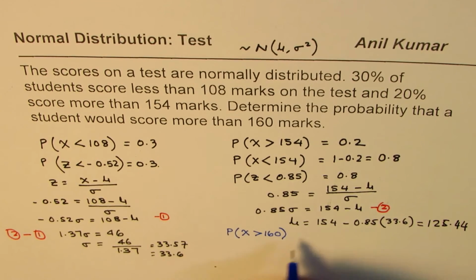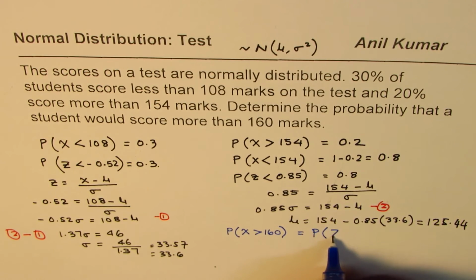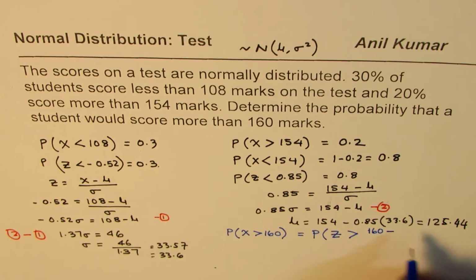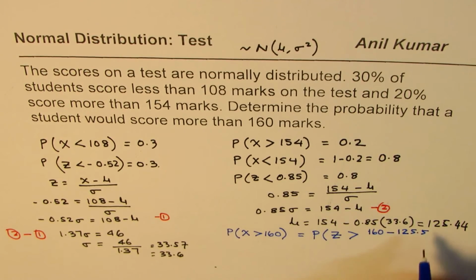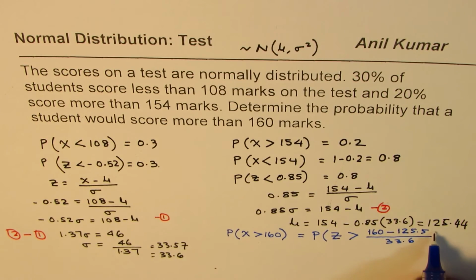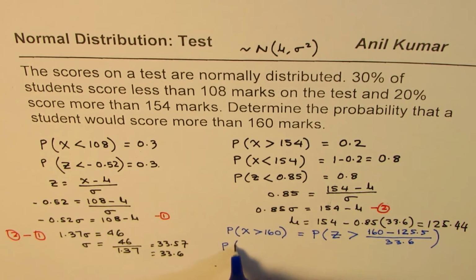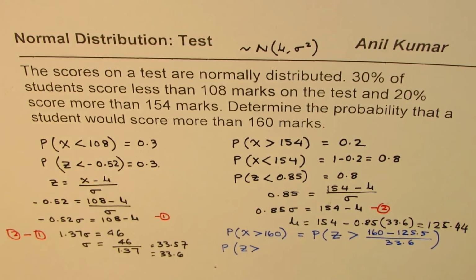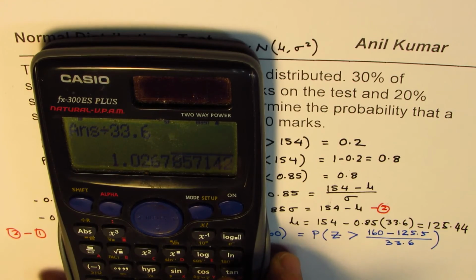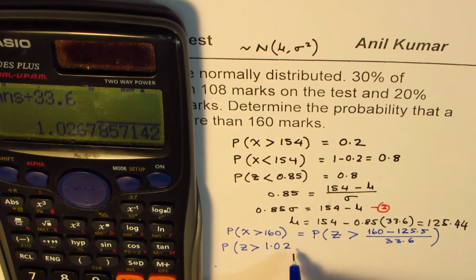With the known sigma and mu, we can translate this to z-scores. We say the probability that the z-score is greater than, we'll write this now in terms of z-score: the marks is 160, take away the mu value, which is, let's keep it 125.5, since we are writing this in one decimal place, divided by the sigma, which is 33.6, right? So that becomes the z-score. We calculate 160 minus 125.5 divided by 33.6. That gives you, in decimals, 1.026.